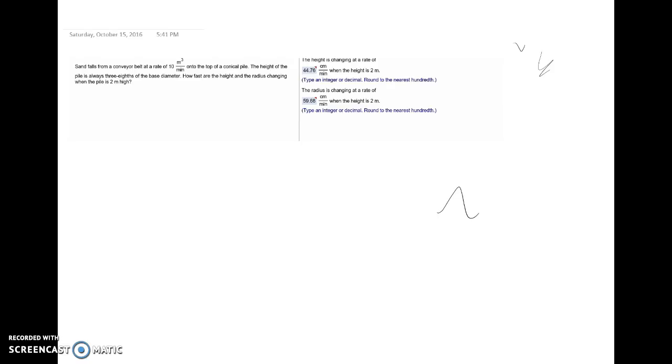So this one says, sand falls from a conveyor belt at a rate of 10 meters cubed per minute onto the top of a conical pile. Okay, so it's making a cone. And this value that they're giving you, the 10 meters cubed, that's adding to the volume. So that's your dV/dt.